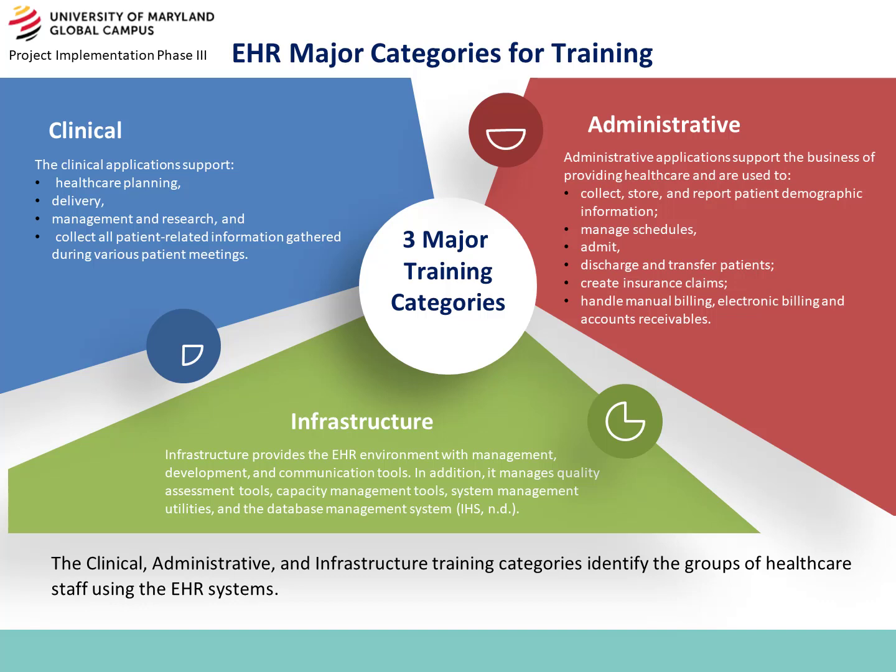The next item is administrative. It's pretty much all the business of providing healthcare, including the collection, storage, and reporting of demographic information, the schedules, the admits, the discharges for patients, the insurance claims, and the manual billing and electronic billing for accounts receivable.